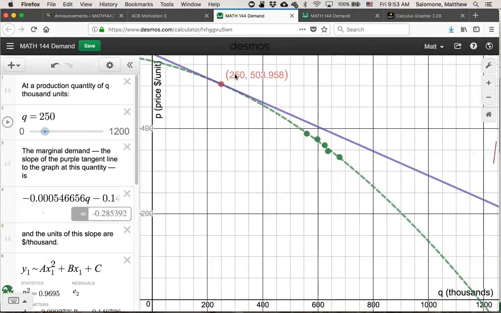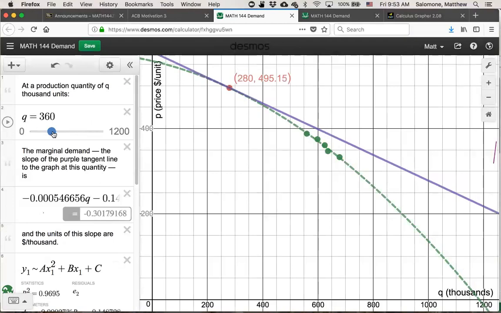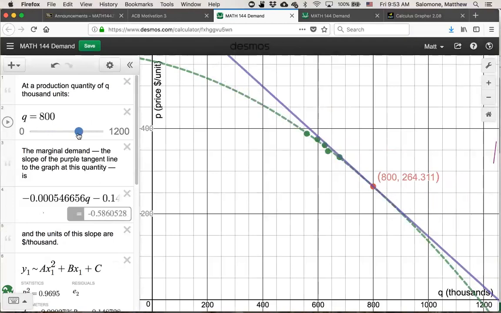So let's see. What's next? What I want to do is think about how to come up with a formula that tells us the marginal demand at any given point. That's going to give us the new calculus strategy for today.